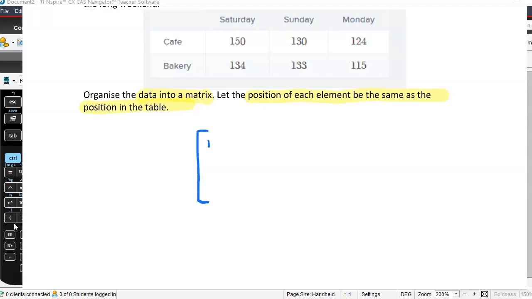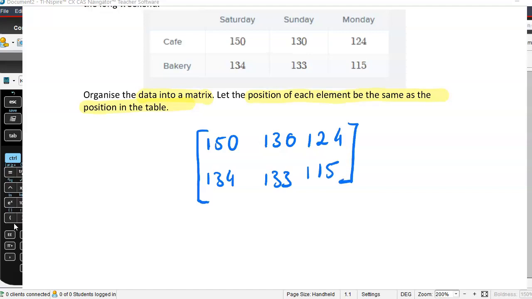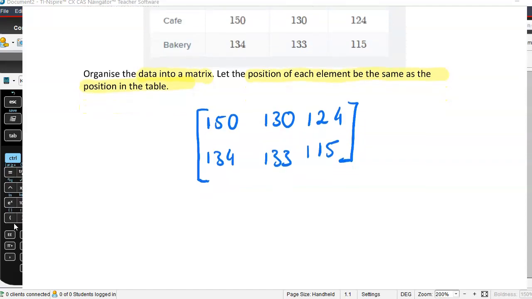And 150, 134, 130, 124, 133, 115. Might make that 0 a bit clearer. Yeah, that's better. Won't confuse it for a 6 now. Okay.